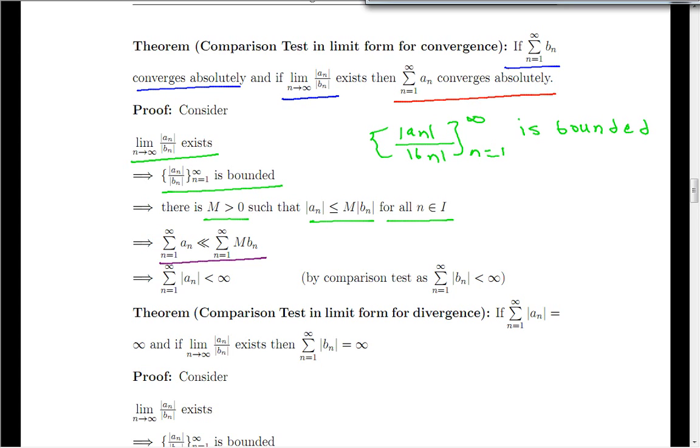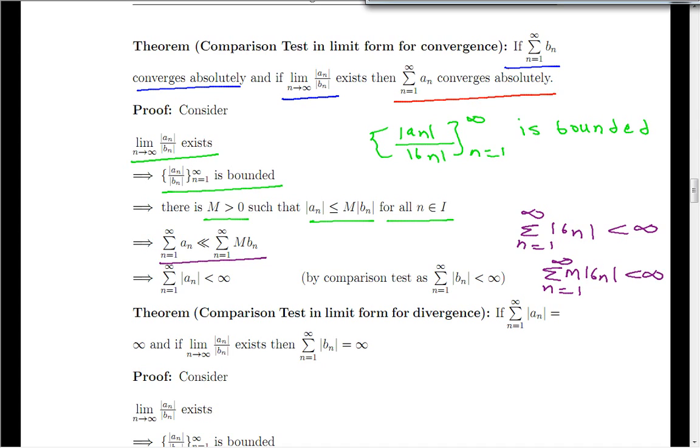So in other words, we can say that series an is dominated by series Mbn. But it is given that the series bn converges absolutely, that is, Σ|bn| is convergent. Hence the series M times |bn| is also convergent. Thus, if this series is convergent, then its sequence of partial sums is also convergent.